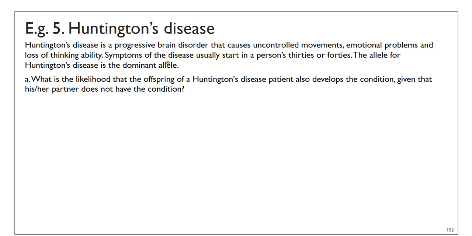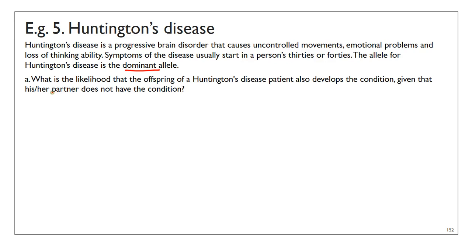The thing about this disease is that symptoms usually start in a person's 30s and 40s. So by the time somebody knows that they have Huntington's disease, they tend to already have a family and already have children. And this is the interesting thing, unlike albinism or redheadedness or blonde hair, the allele for Huntington disease is a dominant allele. So if you have one copy of this allele, you will have the condition. Not to scare anyone. So this is the kind of question that can be asked: what is the likelihood that the offspring of a Huntington's disease patient also develops the condition, given that his or her partner does not have the condition?